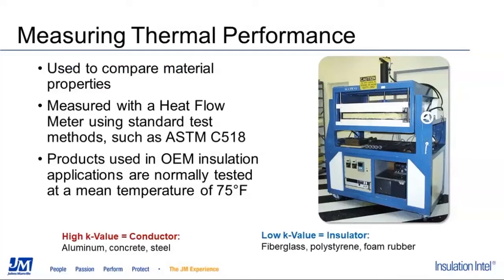So in the diagram on the right, you see a piece of insulation. There's a cold plate up top, there's a hot plate underneath, and there's a heat flux meter that's measuring through. And what you do is you set a temperature differential, and you're looking for 75 degrees in the middle there.